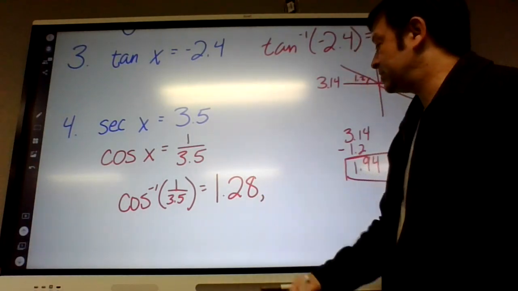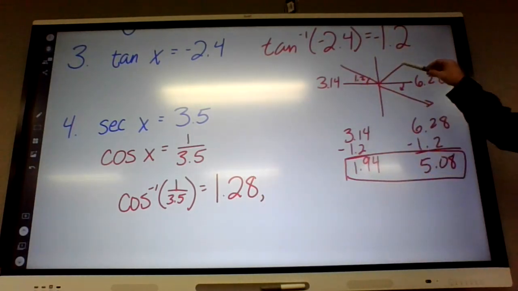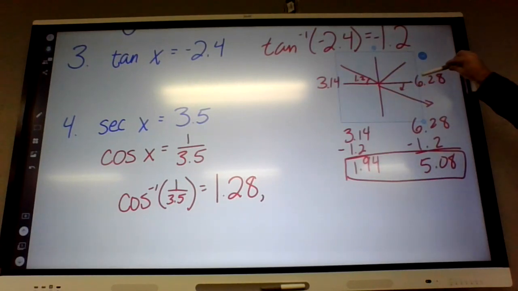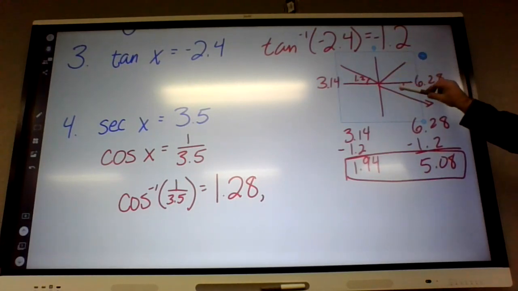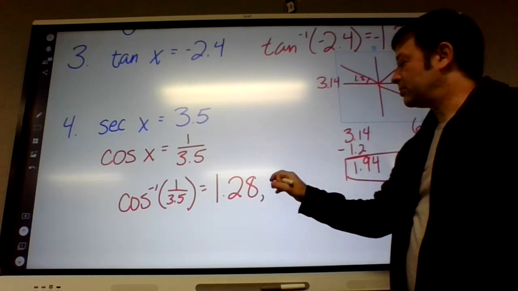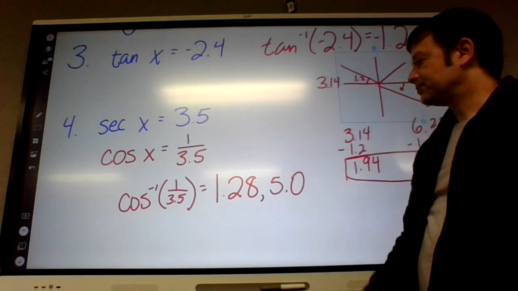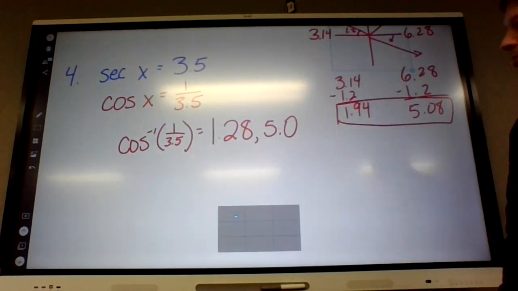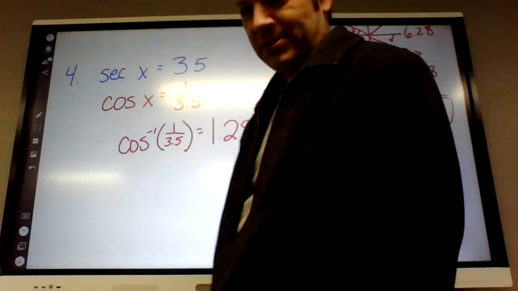Where else is cosine positive, besides the first quadrant? Fourth. So we'd have to do 6.28 minus 1.28. Hey, that came out exact, that's weird. That's crazy. It's nuts.